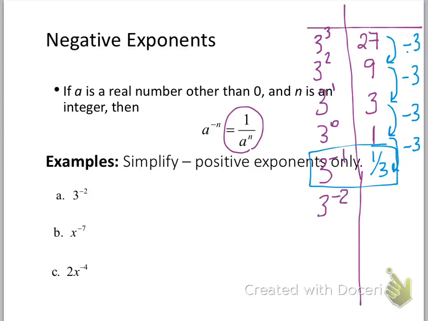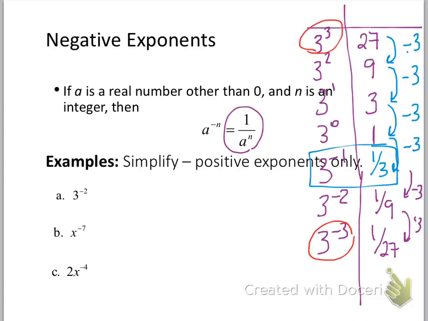3 to the negative 2. If I divide that by 3, and most of you probably need to do this in your calculator, 1/3 divided by 3 is 1/9. Let's do it again. Divide by 3. That's 1/27. Are you seeing a pattern? Notice 3 to the third and 3 to the negative third both have 27s. 3 to the negative 2 and 3 to the second power both have 9s. The negative exponent just makes it a small number, a fraction.